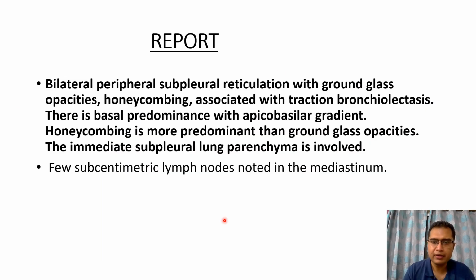This is the report that I had given, which was classic of usual interstitial pneumonia: bilateral peripheral subpleural reticulations with ground glass opacities, honeycombing and tractional bronchiectasis, basal predominance with apicobasal gradient. Honeycombing was more predominant than the ground glass opacities, and the immediate subpleural lung parenchyma was involved. Few subcentimetric lymph nodes were also seen in the mediastinum.